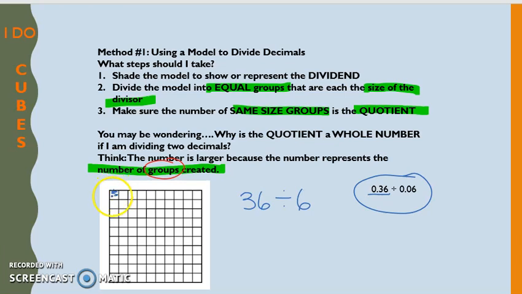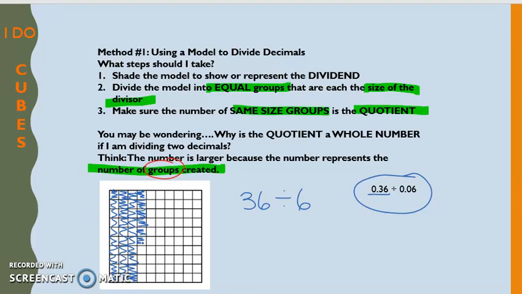Okay, we know that each one of these columns is equal to 1/10, 2/10, 3/10, and then we have 6 hundredths. 1, 2, 3, 4, 5, 6. So the blue part that I just shaded represents 36 hundredths.